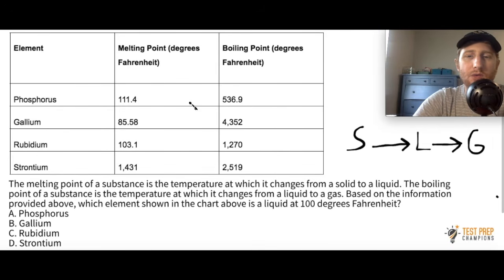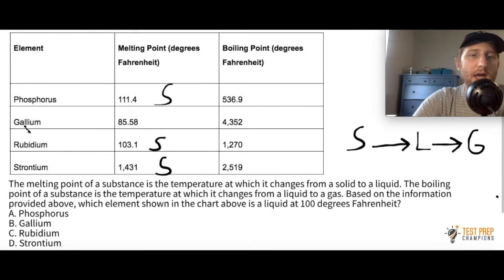To figure out which one is going to be a liquid at 100 degrees, we should first check the melting point. At 100 degrees, will phosphorus have melted? Nope. Phosphorus is not going to melt until 111.4 degrees. So phosphorus is going to be a solid at room temperature. Now, what about rubidium? Rubidium is going to melt at 103.1 degrees. And so at 100 degrees, rubidium is not hot enough to melt yet, so rubidium is going to be a solid. Same with strontium. Strontium has a really high melting point, so at 100 degrees, strontium is not even going to be close to melting yet.